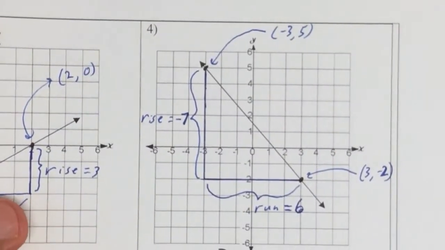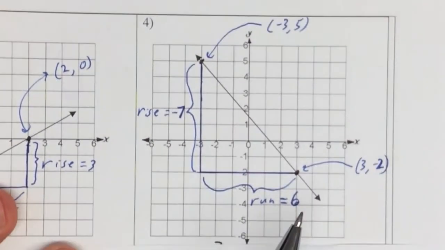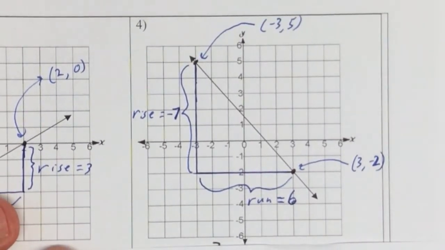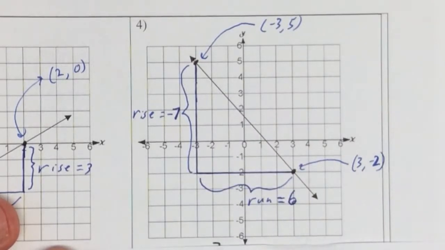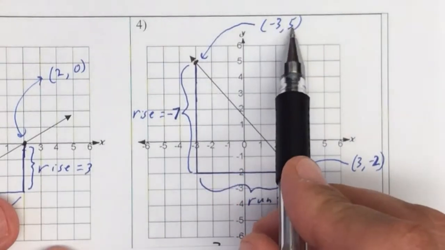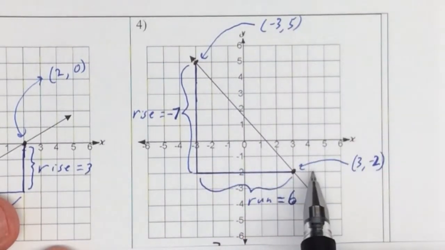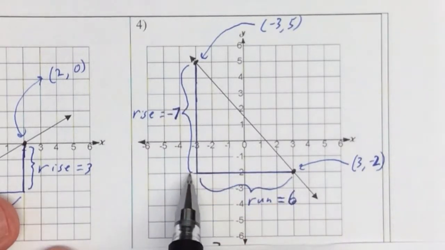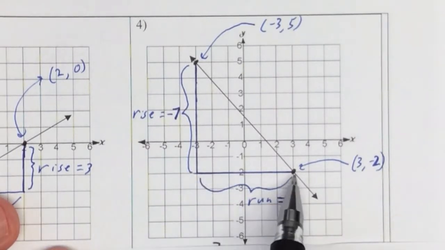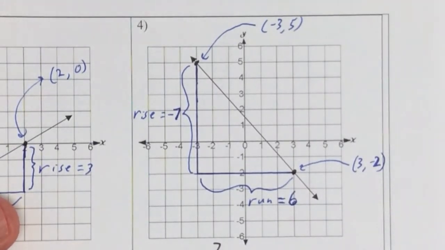Next one. Here's the graph. You might want to again pause it so you can try it. No points are on the axes at all that are clear, so you have to pick 2 points that might be clear. These two, so negative 3, 5, and 3, negative 2. It's a line that goes down. You can get the slope from that. The rise is negative 7. The run from here to here is 6. Okay. M equals negative 7 over 6.